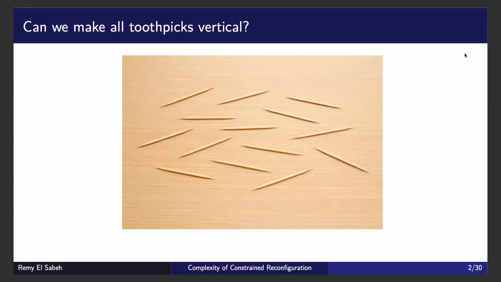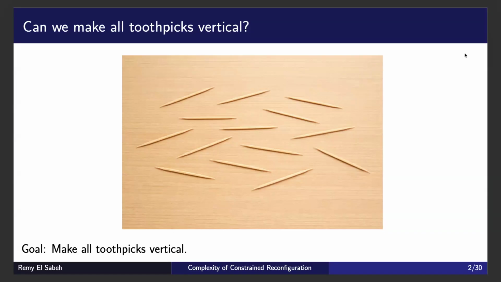Let's say you have a bunch of toothpicks that you throw on a table. These toothpicks lie flat on the table, and you're trying to rearrange them in a specific way. We're trying to make them more vertical. What you're allowed to do is rotate a toothpick about its center. You can't really move toothpicks around, and you're only allowed to rotate a toothpick a single time. That seems like an easy problem, but in fact, there are a lot of intricacies in there.